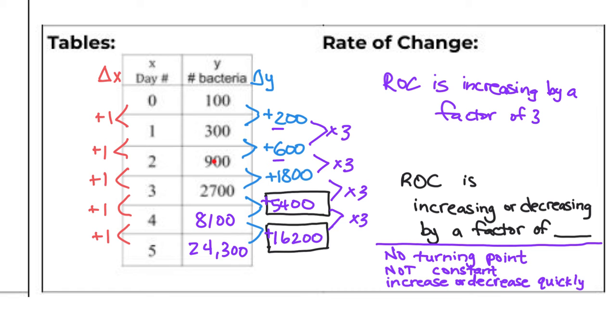When we're looking at key characteristics of a table that let us know that it's exponential, we are looking that there is no turning point. That means it's either always increasing or always decreasing, that it is not constant. So when we do our change in y and our change in x, that they are not constant. And the increase or decrease happens quickly. So we're starting slow, but then look at how fast we're getting into the thousands and the 10,000s down here.